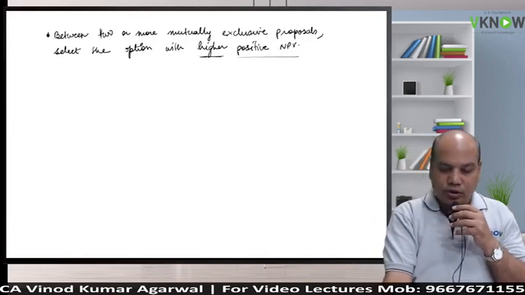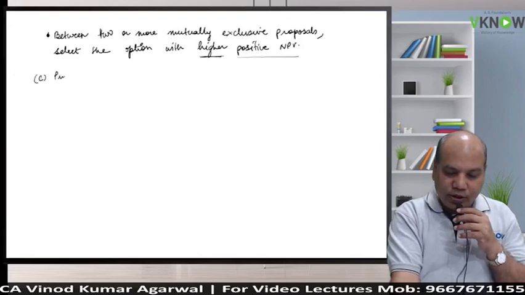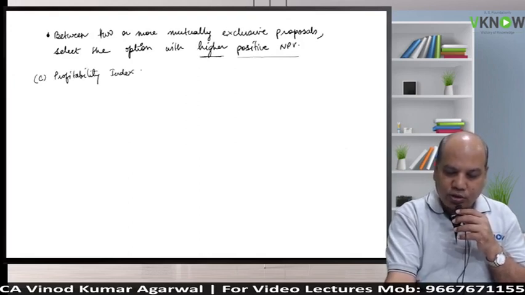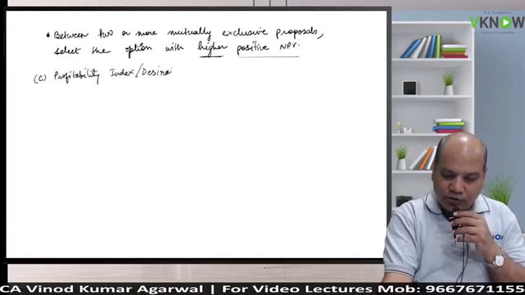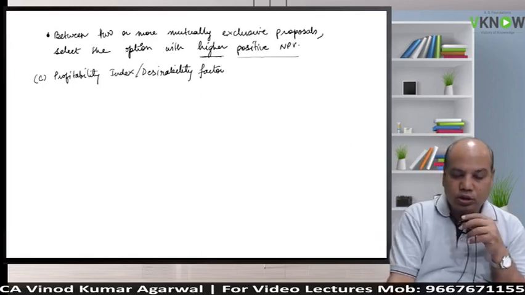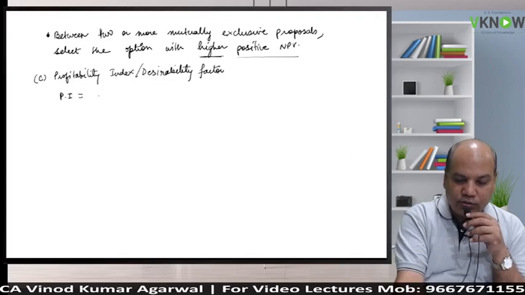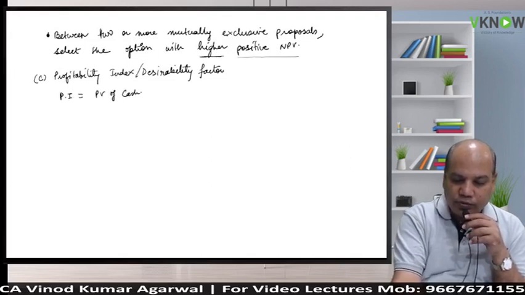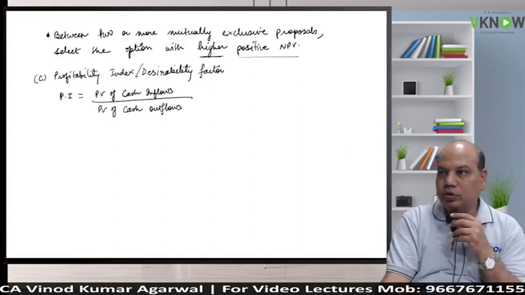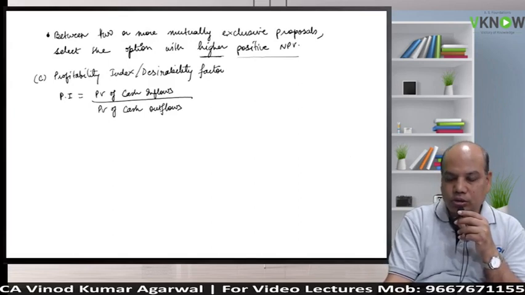Okay. Now write down point number C, profitability index. Profitability index method, also called desirability factor. So here the formula is profitability index equal to PV of cash inflows upon PV of cash outflows.